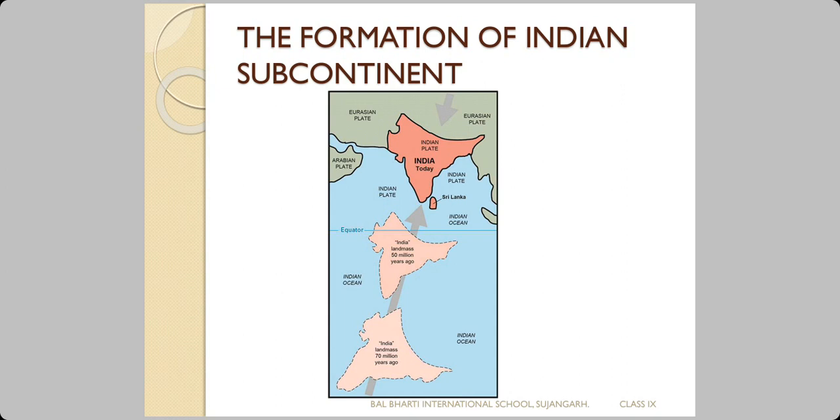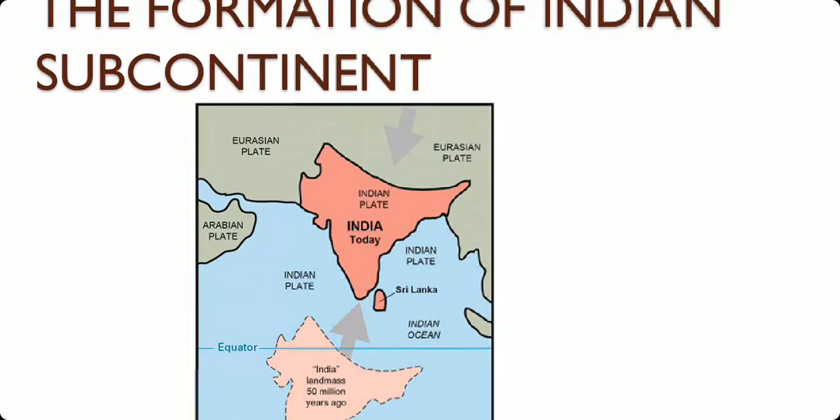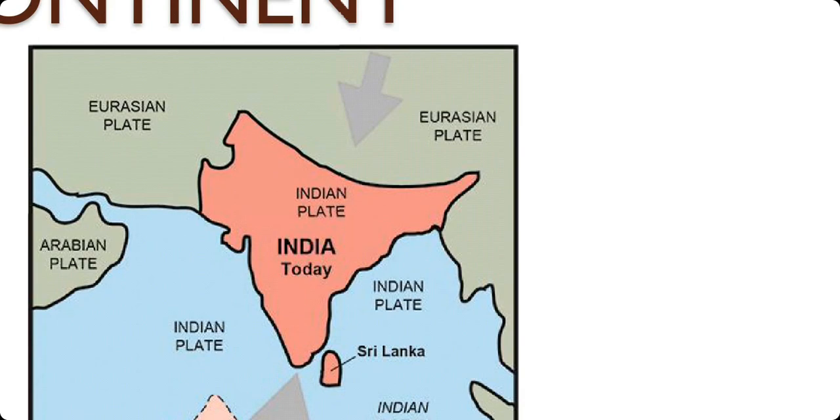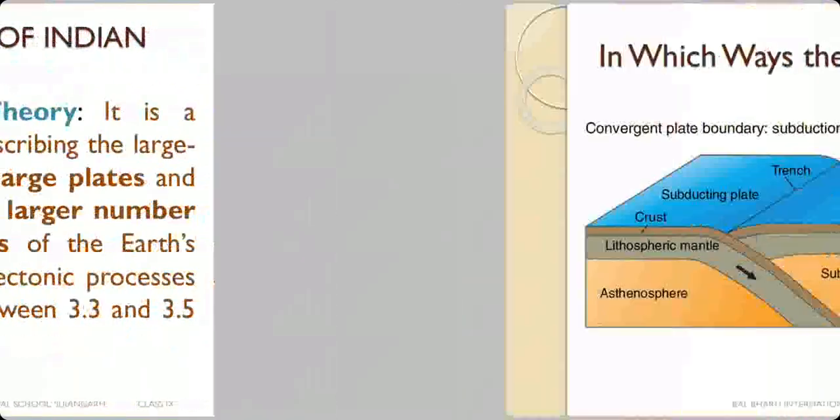Some 70 million years ago, or 7 crore years ago, the Indian plate started moving towards the north, and hit the Eurasian plate, and this is the India that we commonly know today. The plate tectonic theory is a scientific theory describing the large-scale motion of seven large plates and the movement of a large number of smaller plates of the Earth's lithosphere, since tectonic processes began on Earth something like 3.3 to 3.5 billion years ago.